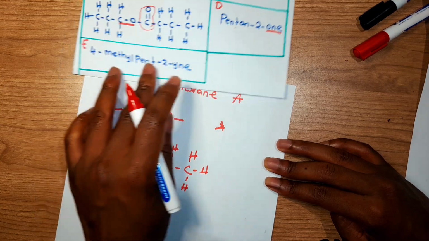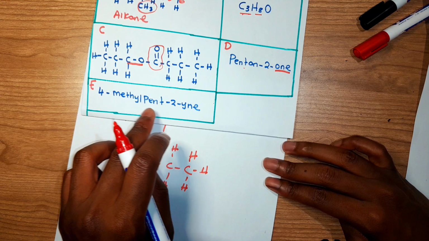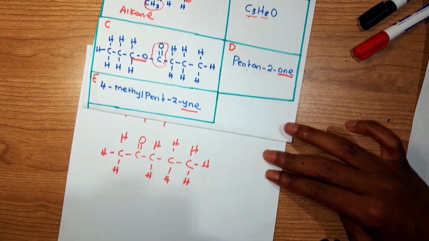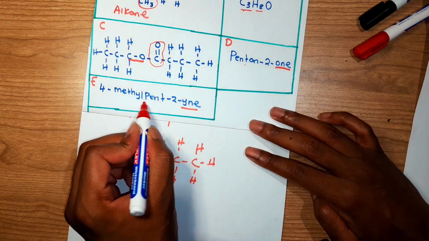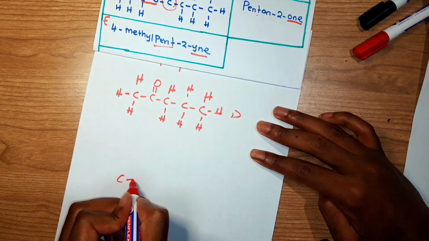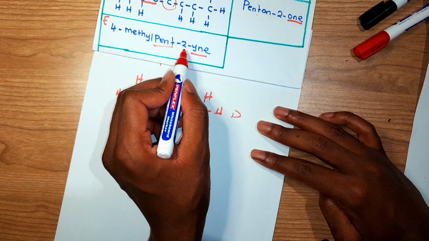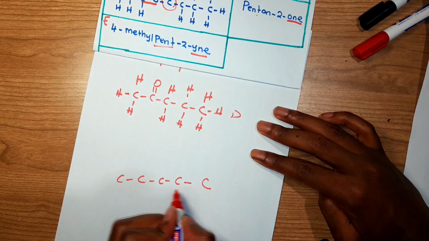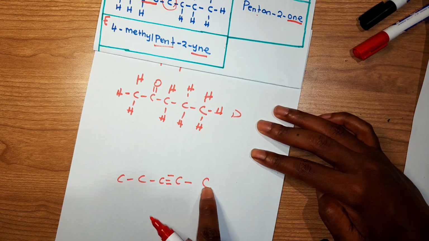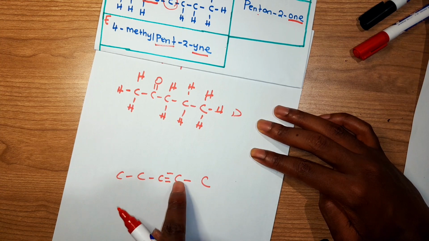Okay, let's look at E. E is 4-methylpent-2-yne. This yne tells us that this is an alkyne, and this alkyne is a pent, and pent means 5. This is D, by the way. So 1, 2, 3, 4, 5. And this yne is on carbon number 2. So this is carbon number 2: 1, 2, right? It is on carbon number 2.